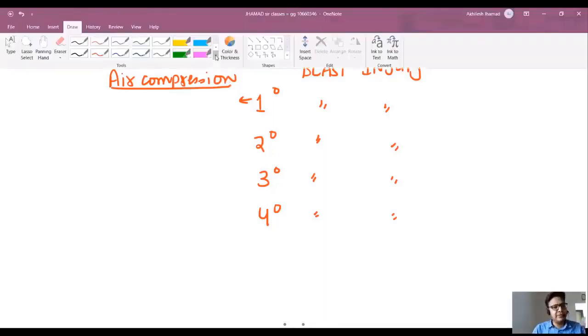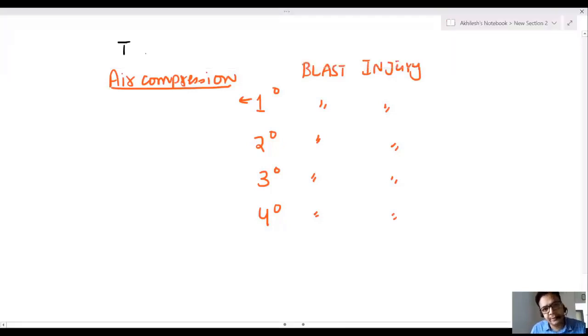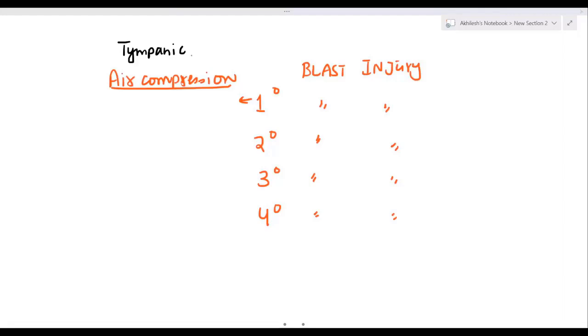So, Doctor Sahab, those organs which are in contact with air are damaged. The first organ to be damaged is the tympanic membrane. Second is the lung. So these are two organs to be damaged, because of air compression, leading to primary blast injury.